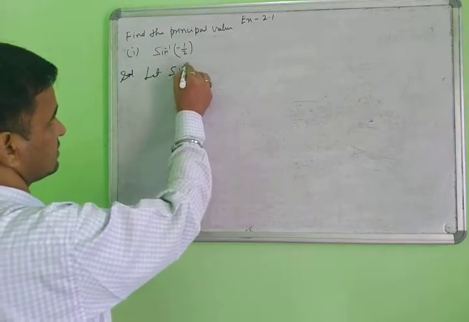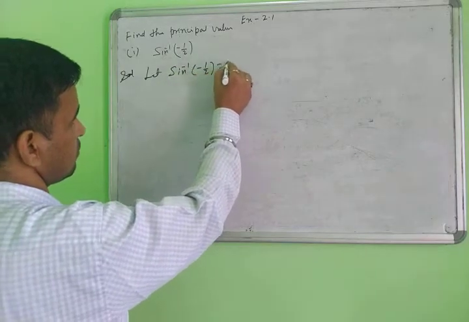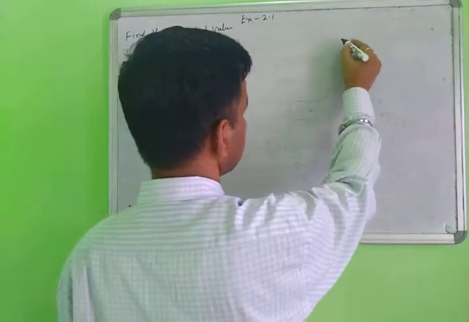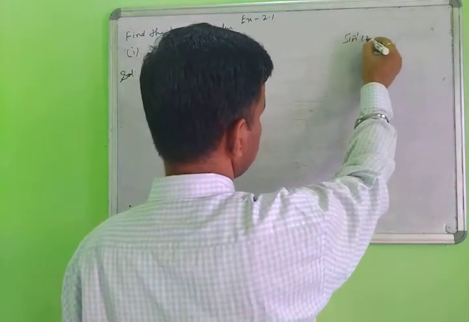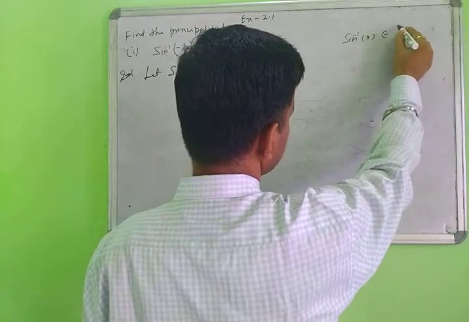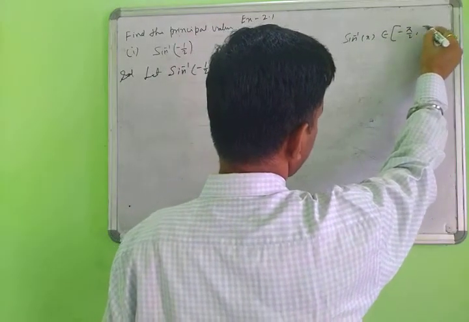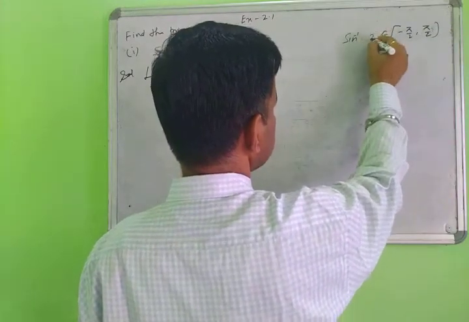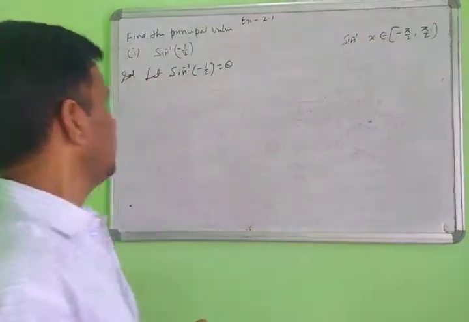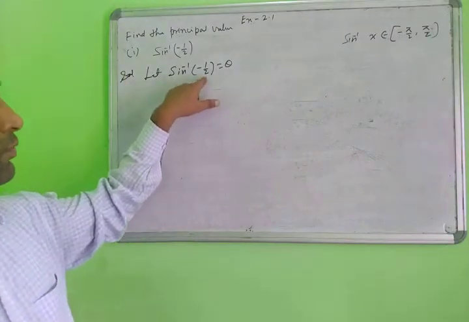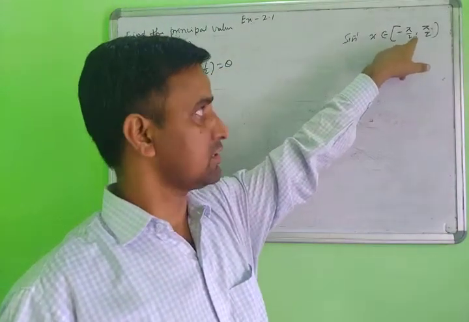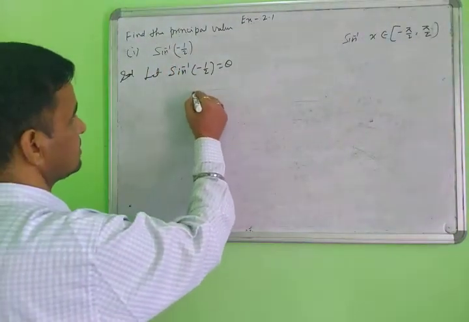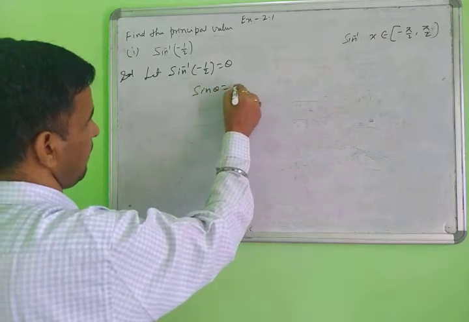Let sin inverse of minus 1 by 2 equal theta. You know the principal value range of sin inverse x: it belongs to minus pi by 2 to pi by 2. Check whether this value belongs to this range or not; otherwise, it is not the principal value. So that means sin theta equals minus 1 by 2.